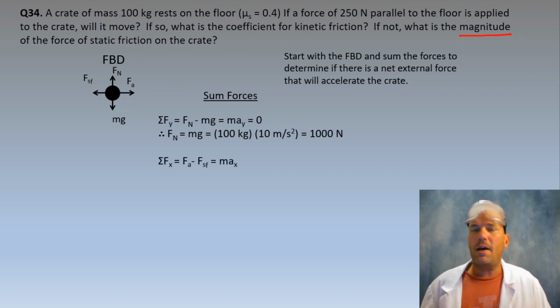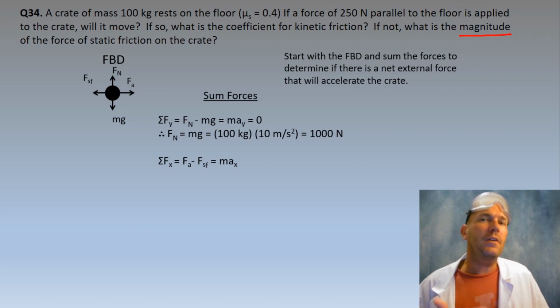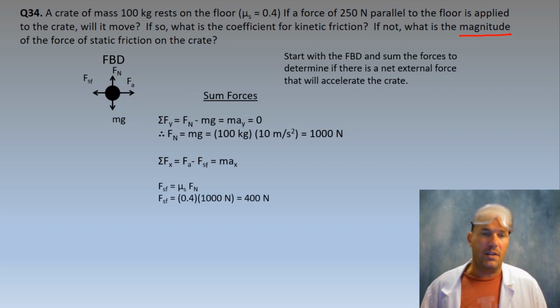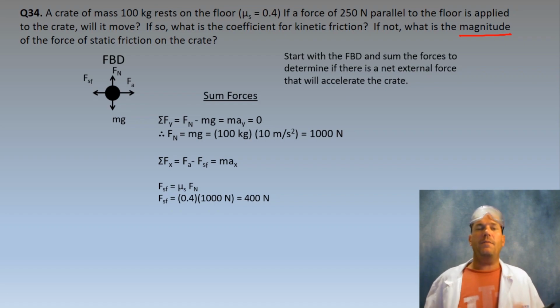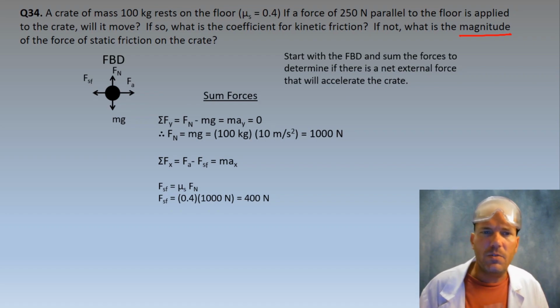Horizontally, we have right positive, left negative, so we're subtracting the force of static friction from the force applied, and that's going to equal the mass multiplied by the acceleration horizontally. Physics is fun. We have mu. You know we're going to be going there. So we can solve for the force of static friction and find that it is equal to 400 newtons.